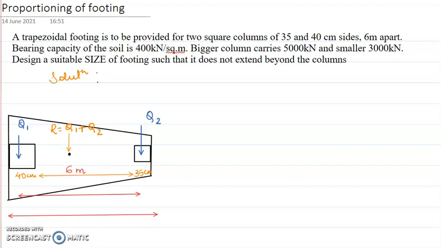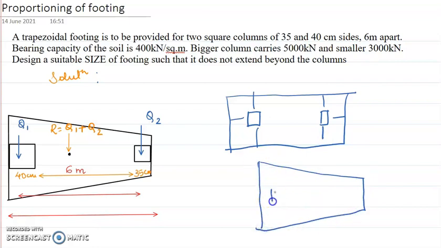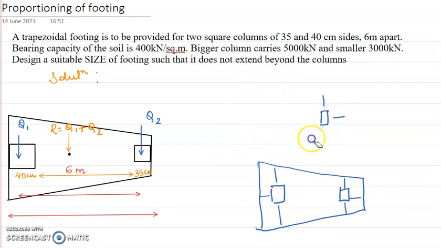Because usually when you have two columns, I'll just draw here, and you have a footing like this, okay, it always has some cantilever around. This cantilever will be there. Now, even if it is trapezoidal, usually you will have columns somewhere here. Usually these cantilevers are also more or less equal. That's how we start with the dimensioning of the footings.